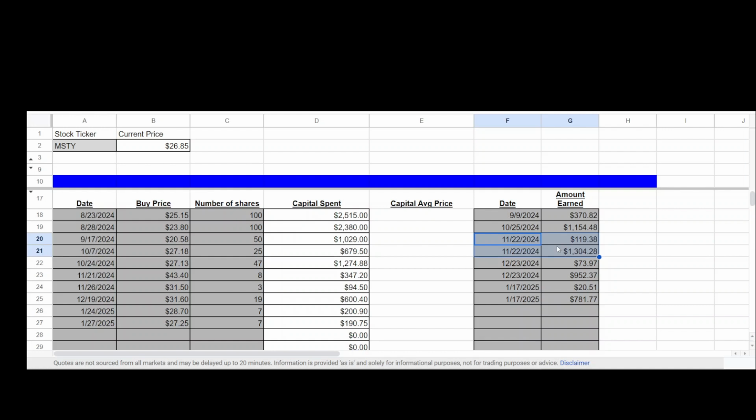But that does separate those shares out. So this one here, that $119.38 was probably paid off of the ones that were lent out. And the $1,304 was the ones that I had still in my account. Okay, so one of them is for the lent section, the number of shares that were lent out, and the other one is the ones still in my account.